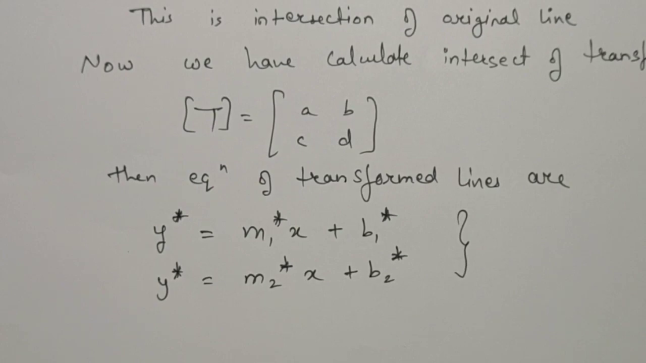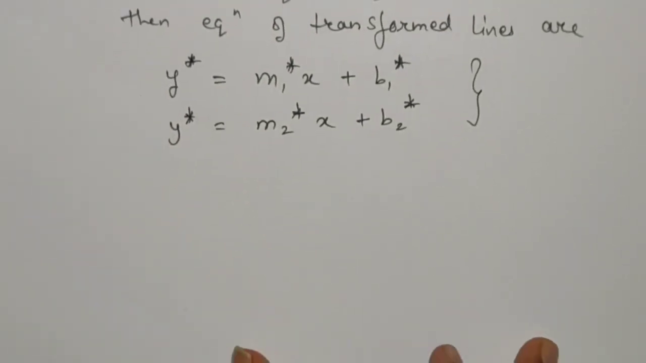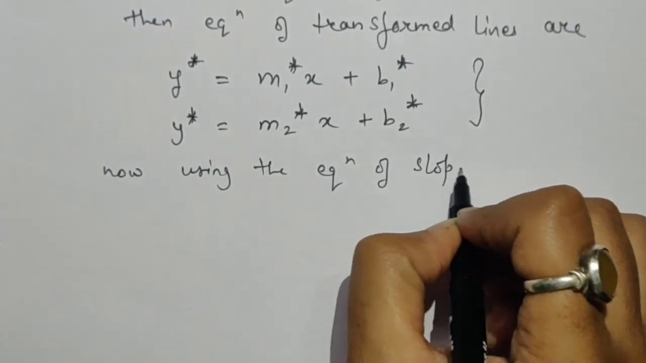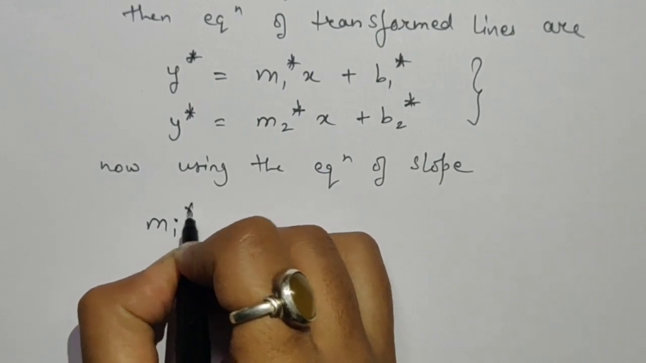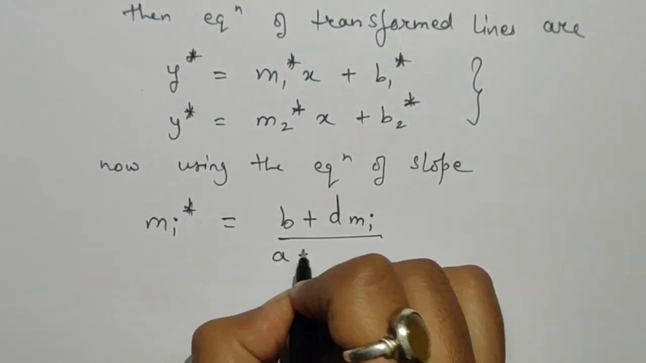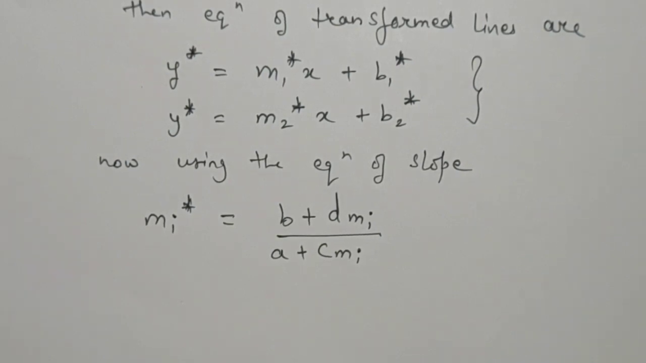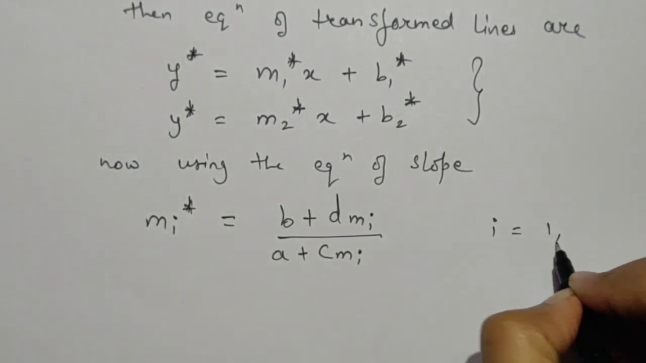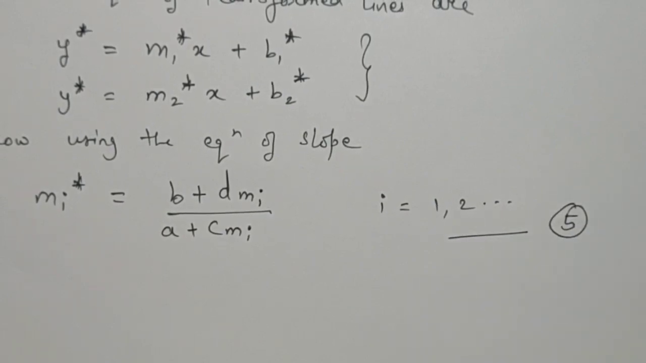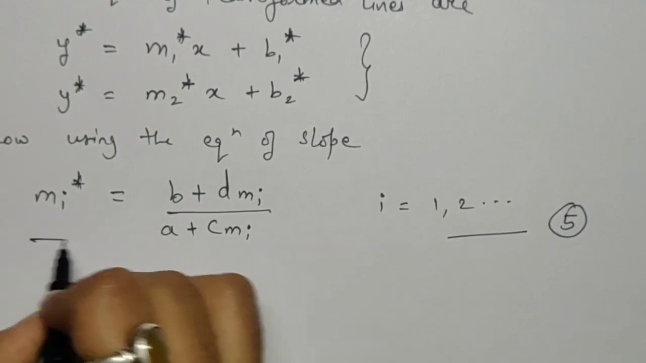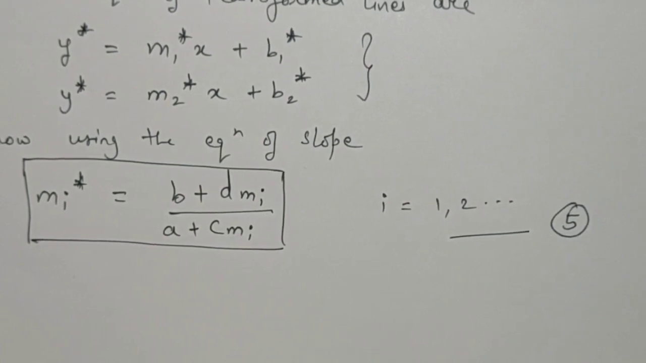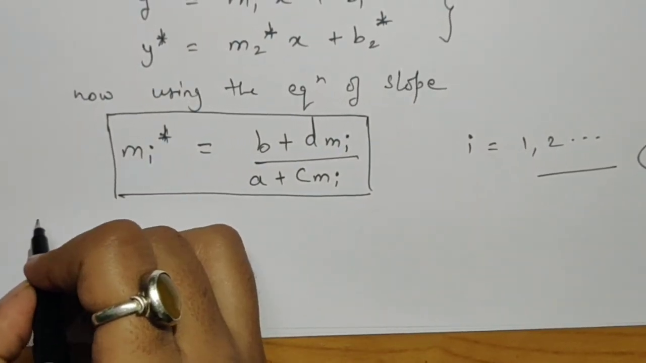Okay. So, now using the equation of slope, we already know the slope equation. Let's say mi star is equal to b plus d mi upon a plus c mi. We have already seen this equation, that this is the slope of the line where i will be 1, 2. We will call this the fifth equation. So, this is the slope of the transformed line.